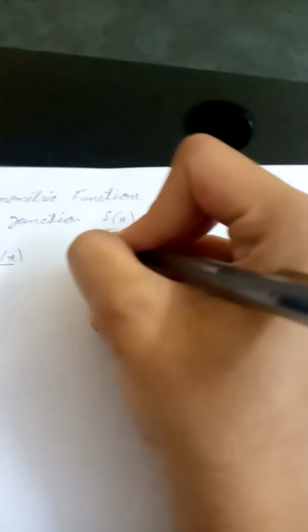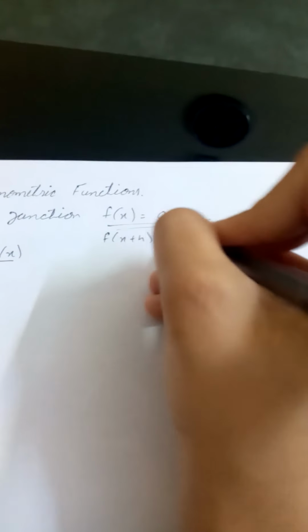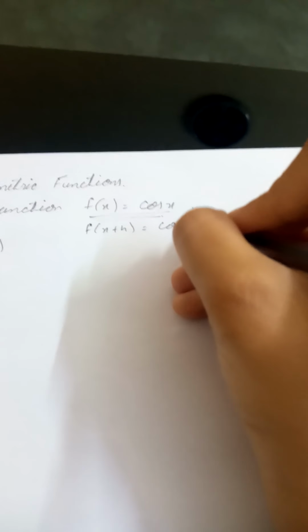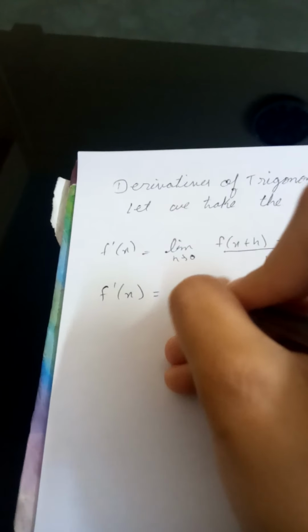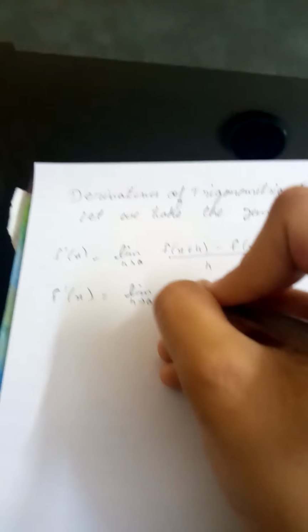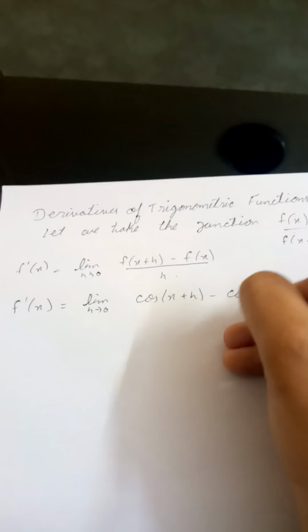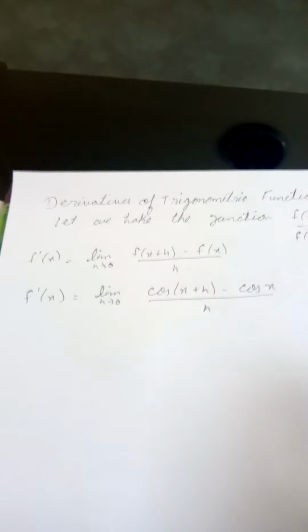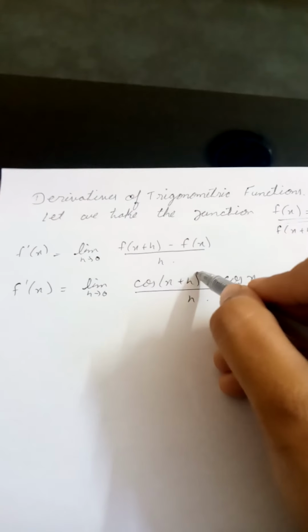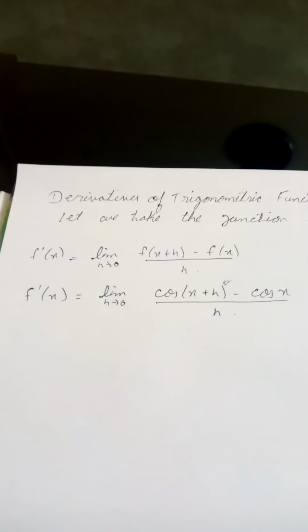From here we can see that f of x plus h can be written as cos of x plus h. Now we substitute all these values in this formula. f prime x equals limit h tends to 0 of cos of x plus h minus cos x, divided by h.